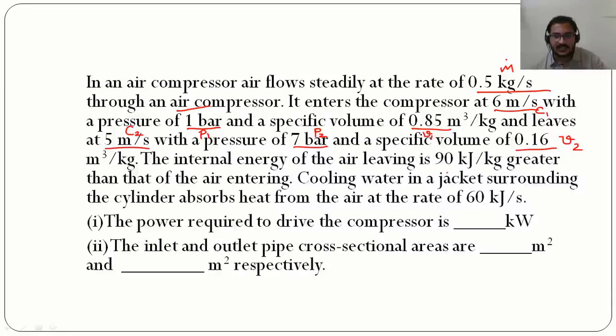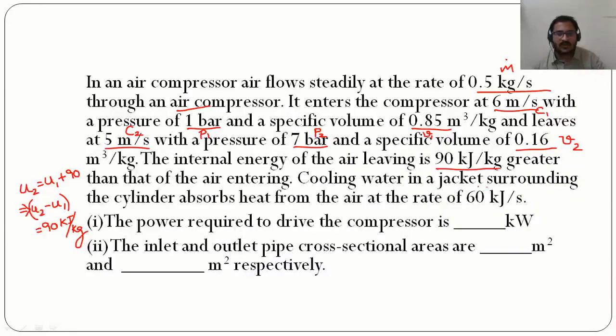The internal energy of air leaving is 90 kilojoule per kg greater than that of the air entering. That means he has given that U2 is equal to U1 plus 90. So that means U2 minus U1, specific internal energy variation, is 90 kilojoule per kg. This is what he has given.